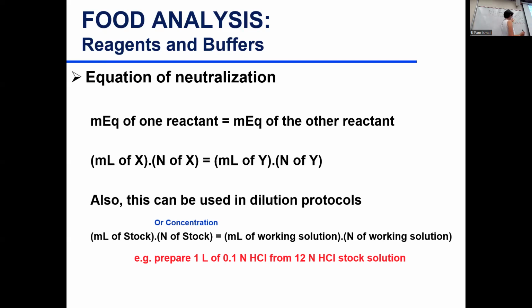But in an exam, you want to say 8.33 milliliters of the concentrated stock. I will put it in a volumetric flask that is 1 liter and make up the volume with water. That's your complete answer of how to prepare a 0.1 normal HCl. Stop here, and I'll see you on Wednesday.